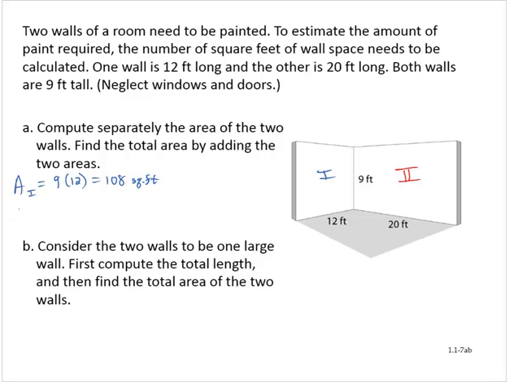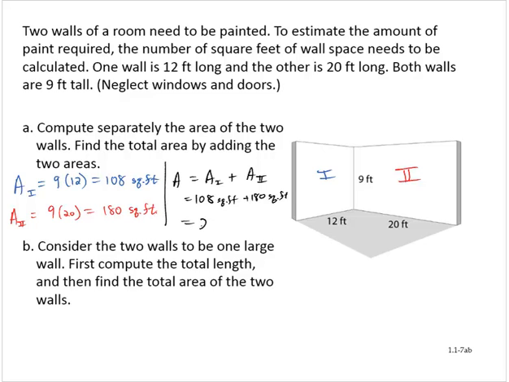And then the area of region 2 would be 9 by 20, which is 180 square feet. And so then the total area would be the area of the first region plus the area of the second region. And so that would be 108 square feet plus 180 square feet. And so that would be 288 square feet. So there's the area, 288 square feet.